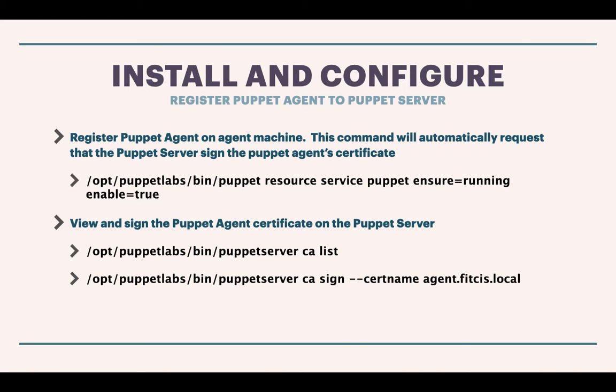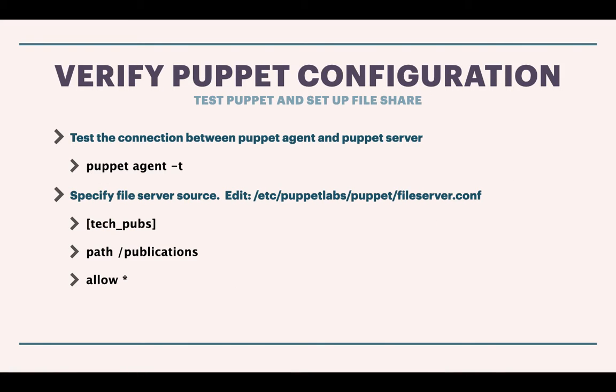So now you could move back over to the Puppet server and you type /opt/puppetlabs/bin/puppetserver ca list, and that will list all the certificates that are waiting on the Puppet server to be signed. And then the command right below that, puppetserver ca sign --certname, and then the name of the certificate that you want to sign. That will let the Puppet server sign the certificate for the agent. Once that's complete, you could just go back to the Puppet agent machine and type puppet agent -t, and this will test the connection between the Puppet agent and the Puppet server.